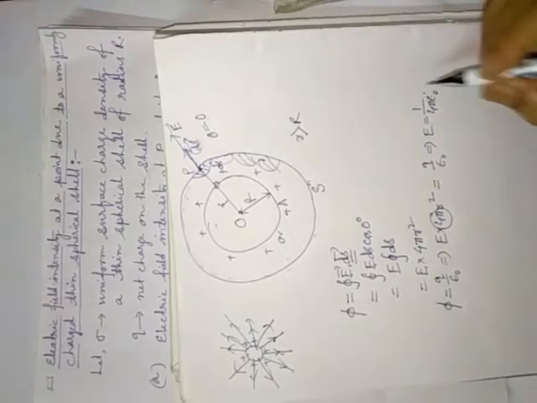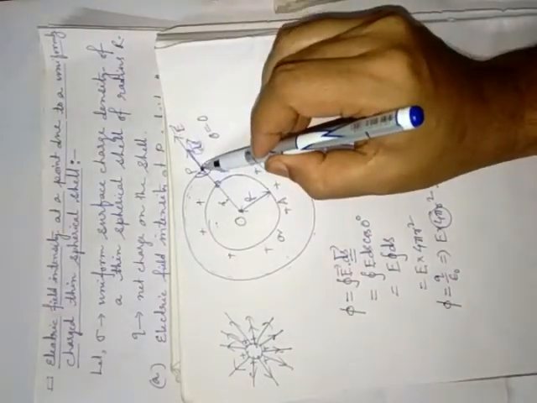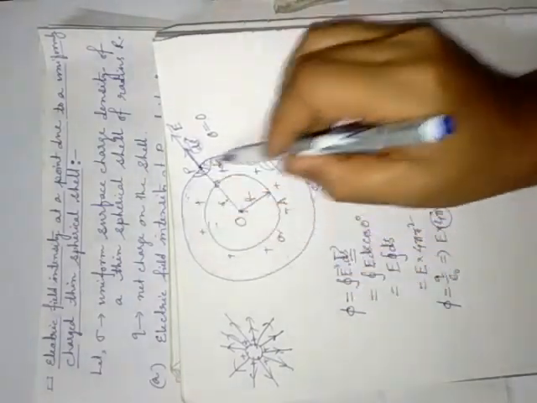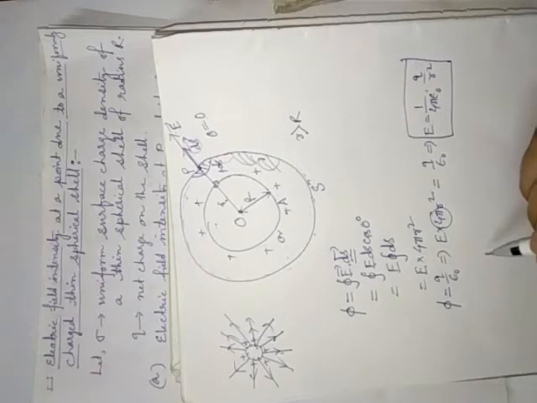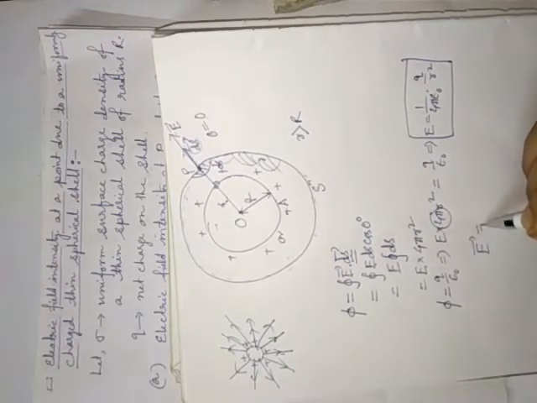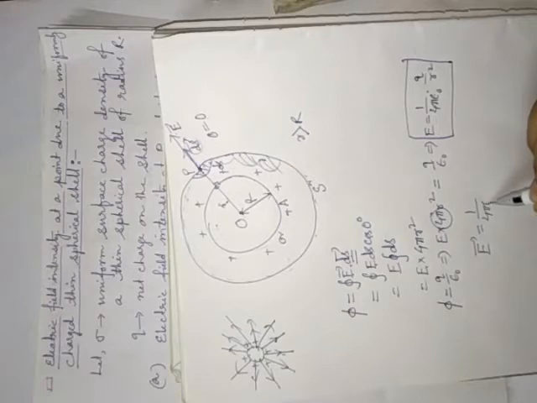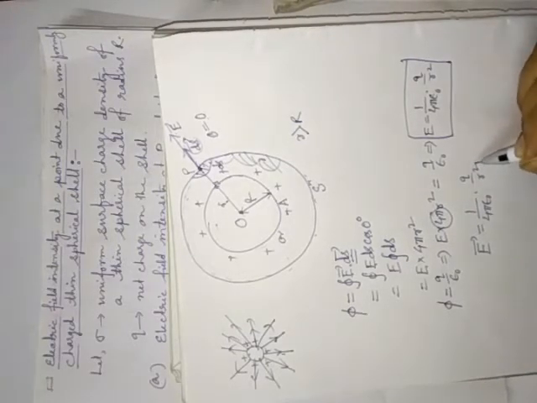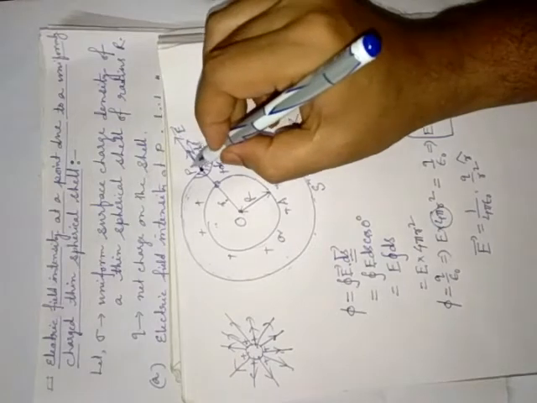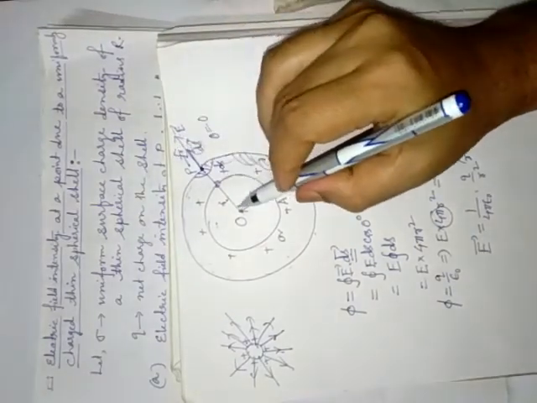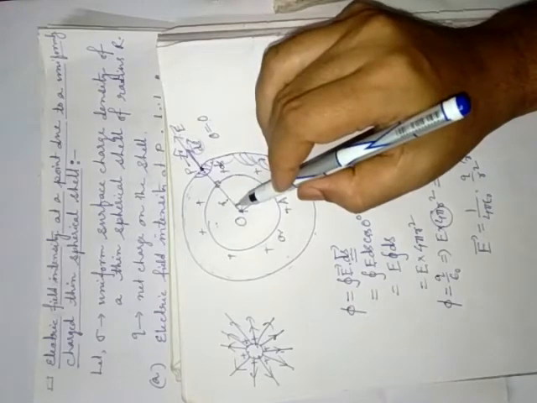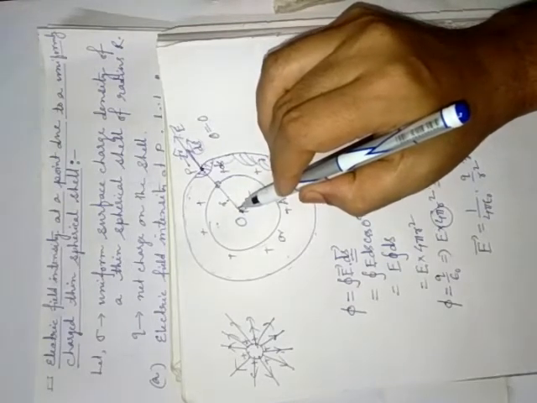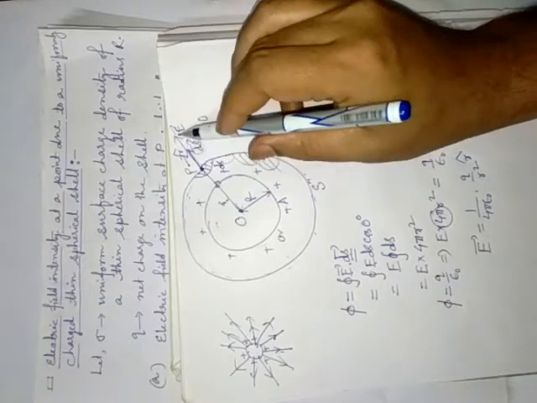1 by 4 pi epsilon naught, and this is equal to q by r square. This is the magnitude of electric field intensity at point P, in fact at every point on the Gaussian surface. But if you write vectorially, then you can write E vector equal to 1 by 4 pi epsilon naught q by r square into r cap, where r cap is a unit vector which is radially outward, that means its direction is radially along the direction of radius and outward. This is in terms of vector.